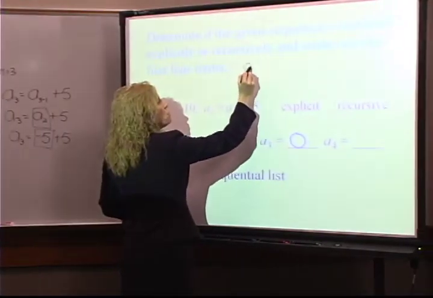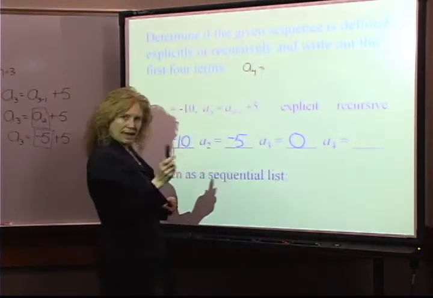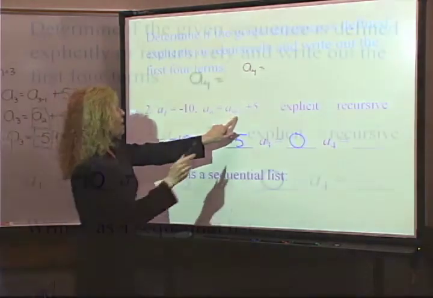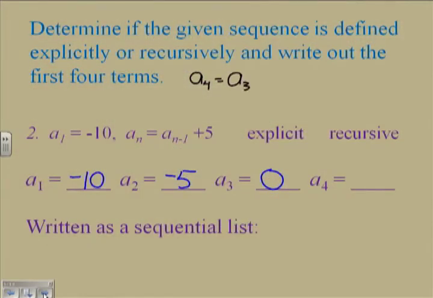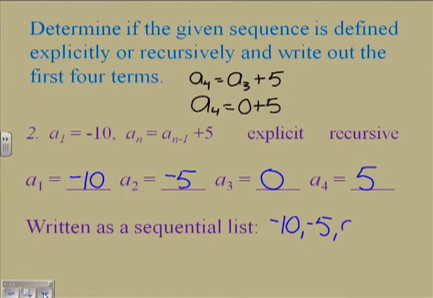For a sub 4, that means that n is 4, so I will have a sub 3 plus 5. Notice this guy needs to lag 1 behind. And I know a sub 3 is 0, so a sub 4 is 0 plus 5. He is 5. And so then my list is negative 10, negative 5, 0, and 5.